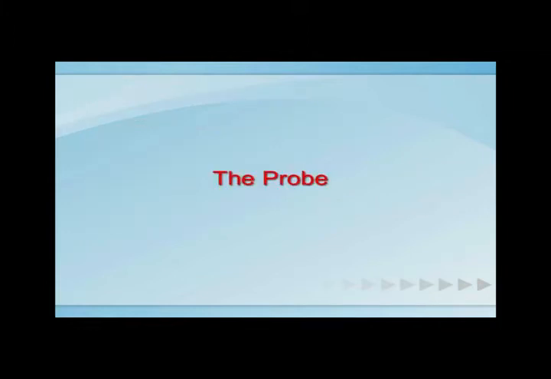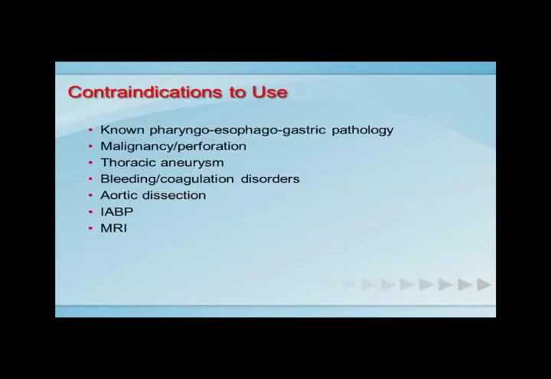About the esophageal Doppler probe. Contraindications to use of the probe are known pharyngoesophageal or gastric pathology, malignancy or esophageal perforation, thoracic aneurysm, bleeding or coagulation disorders, aortic dissection, intra-aortic balloon pump, or a patient in an MRI scanner.